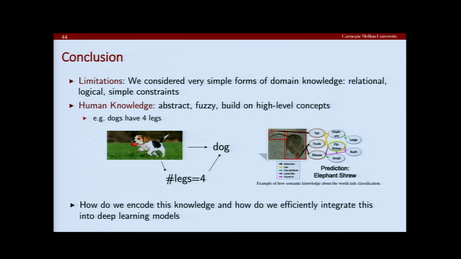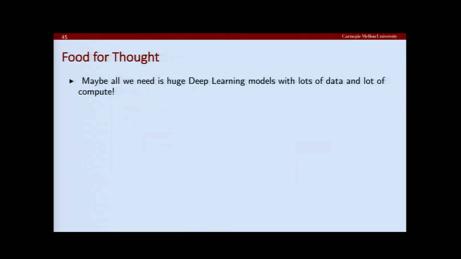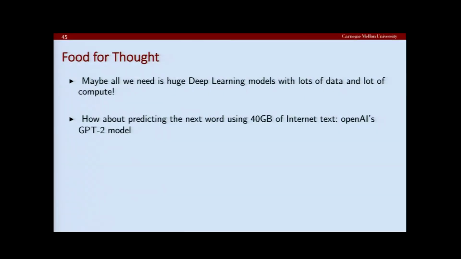And in the last 5 minutes, I wanted to say the following, which is just some food for thought. Maybe in deep learning, all we need is huge deep learning models with lots of data and lots of compute. Maybe that's all we need. How about just predicting the next word using 40 gigabytes of internet data? And this is what was released by OpenAI in the last week or so.